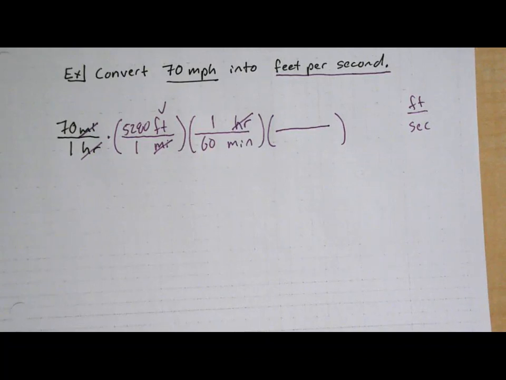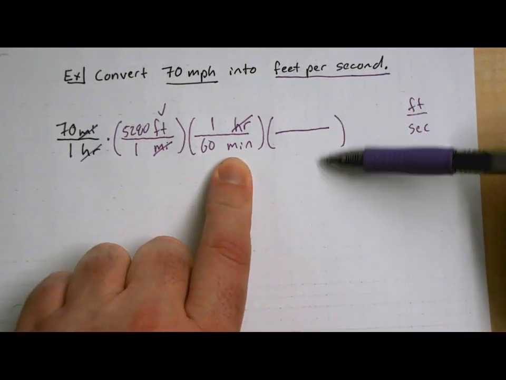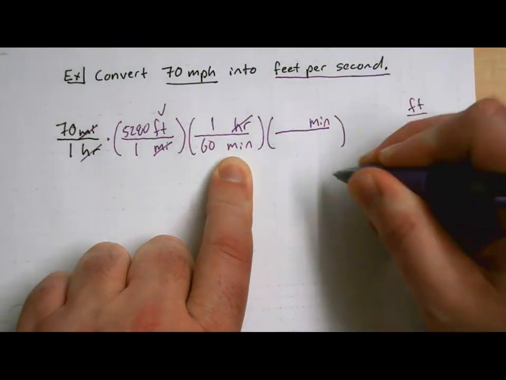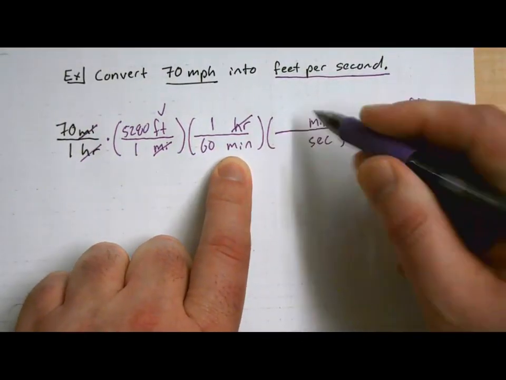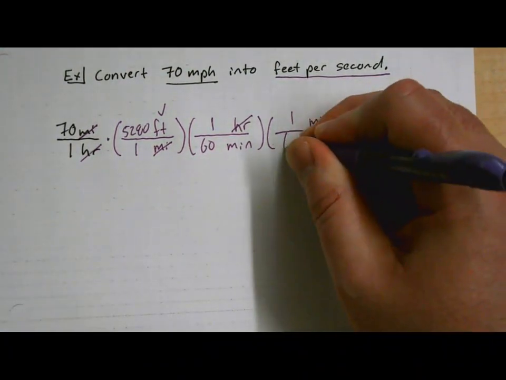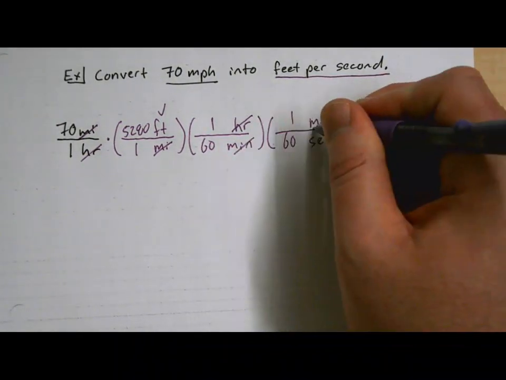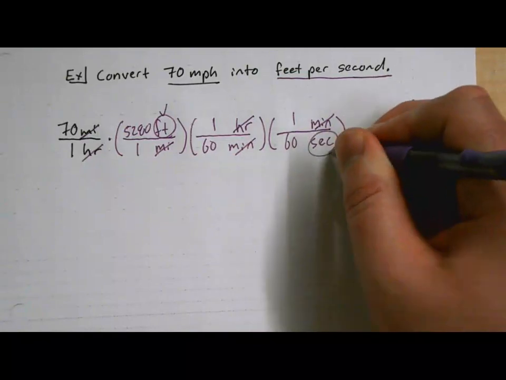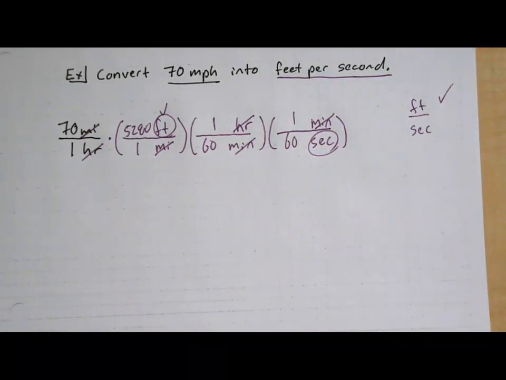Where should I put minutes in my final fraction here? In the numerator so that it will cancel. And I can convert minutes to seconds. I just need some numbers in here so that those 2 quantities match. 1 minute is the same as 60 seconds. Now we can cancel minutes. And we now have the units that we want. All that's left are feet and seconds, which is what we want here.